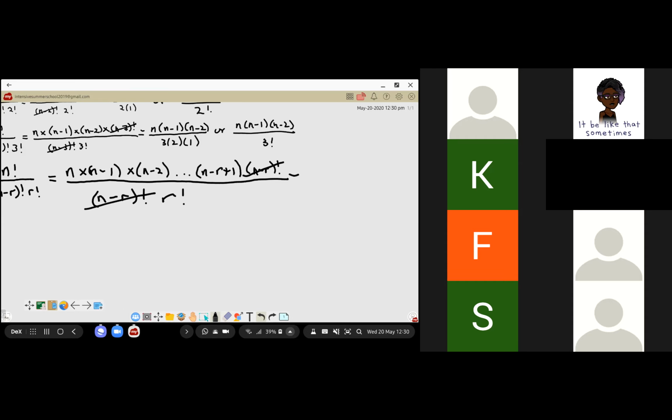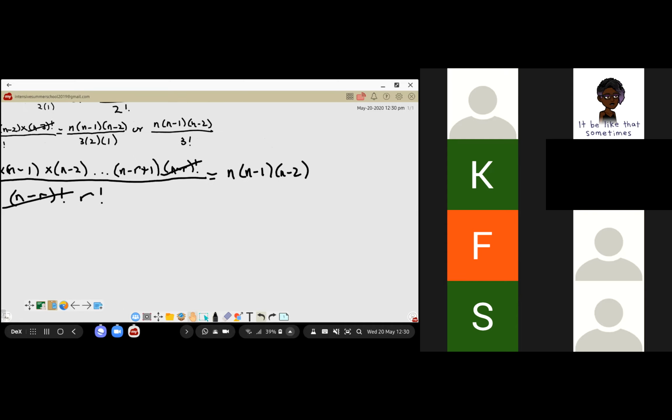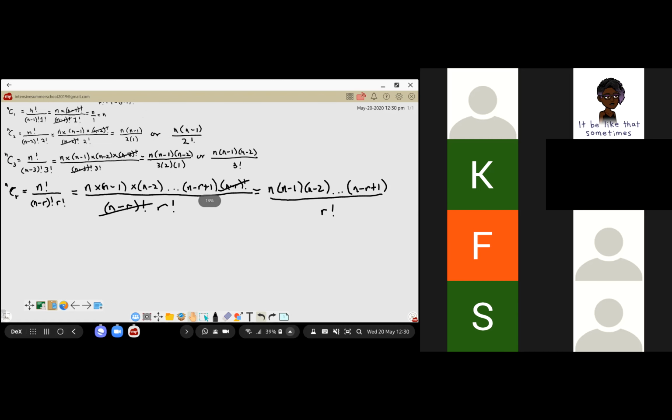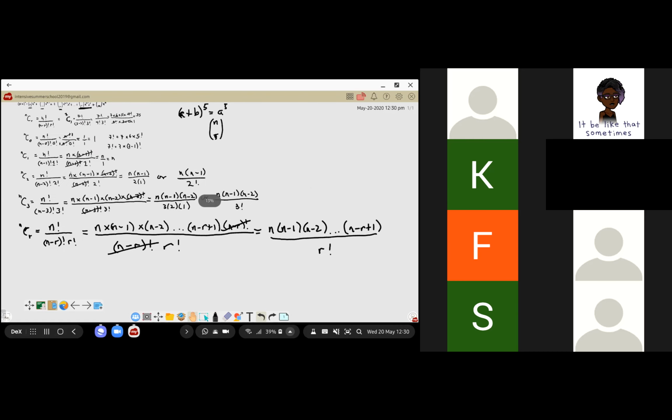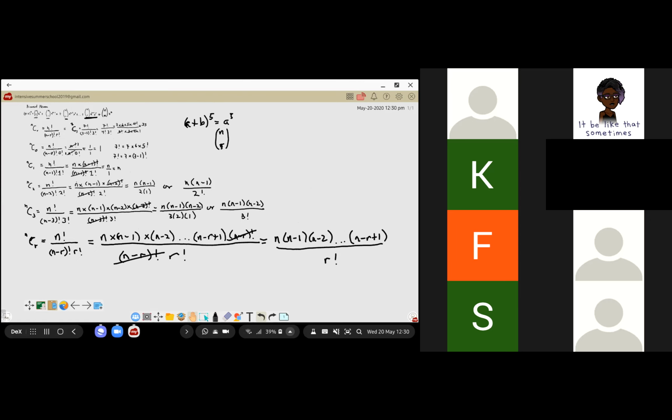So my last but one term, it's going to be n, bracket n minus 1, n minus 2, up to n minus r plus 1, all over r factorial. It's just like the way we did the other one, just that this one we didn't have numbers, so it was becoming difficult for us. Are you following? Okay.